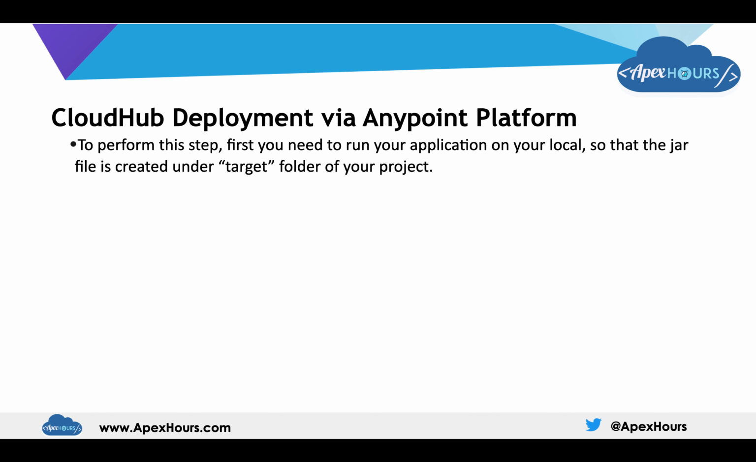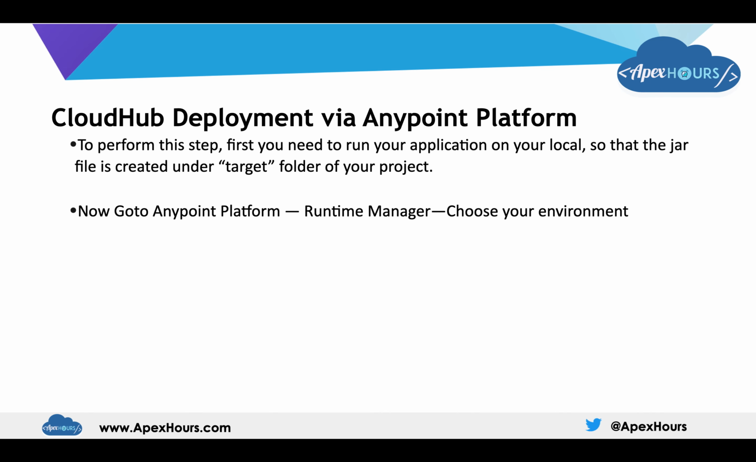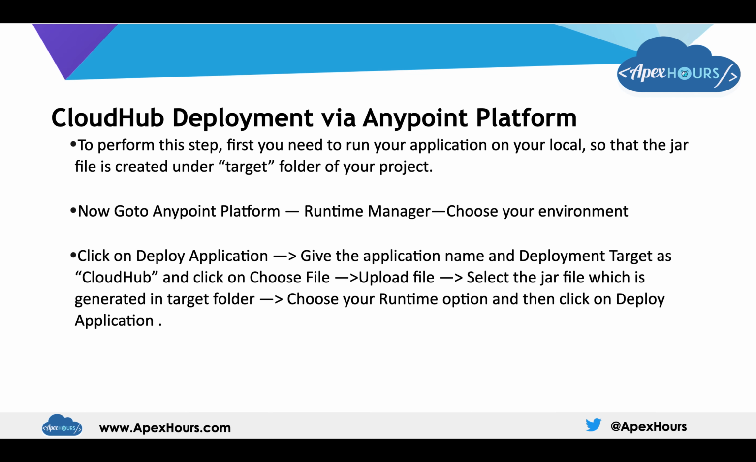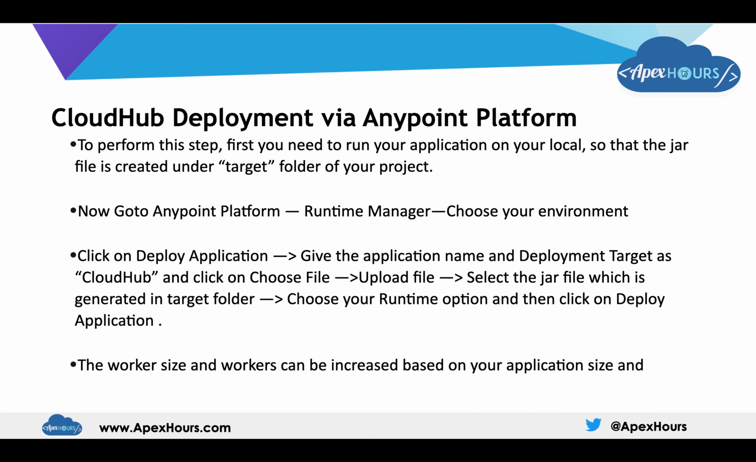And via Anypoint Platform, I would recommend this step usually. So go to Anypoint Platform. We have already seen we have deployed an application, right? Earlier in the second session itself. You have to take this JAR file, whatever is created in your target folder, go to Anypoint Platform, Runtime Manager, choose your environment, and then upload your file. The worker size and workers can be increased based upon your application size.